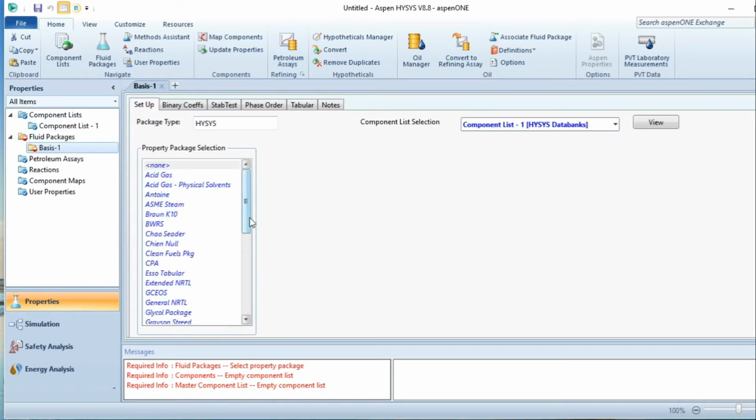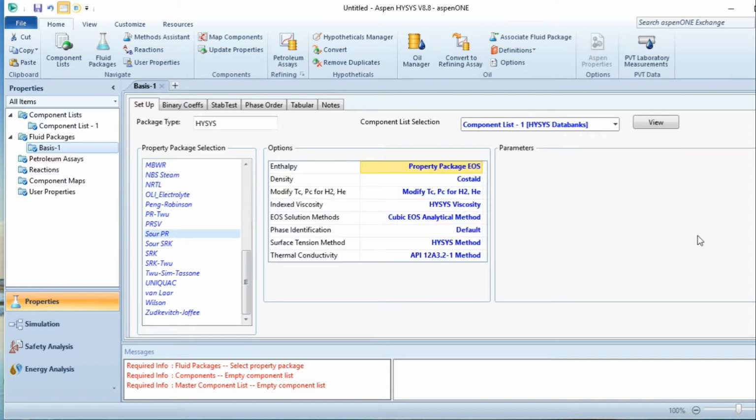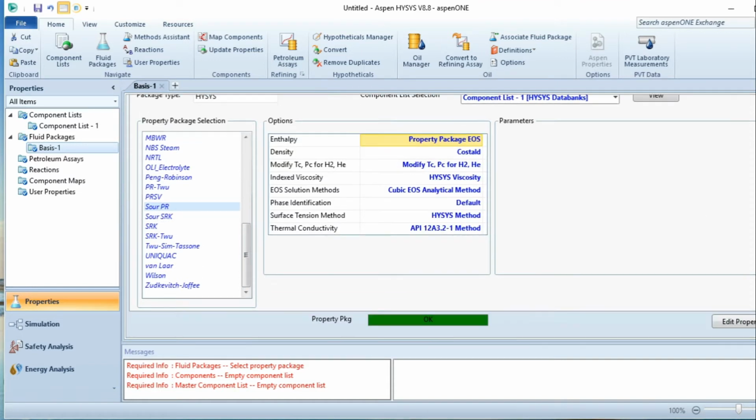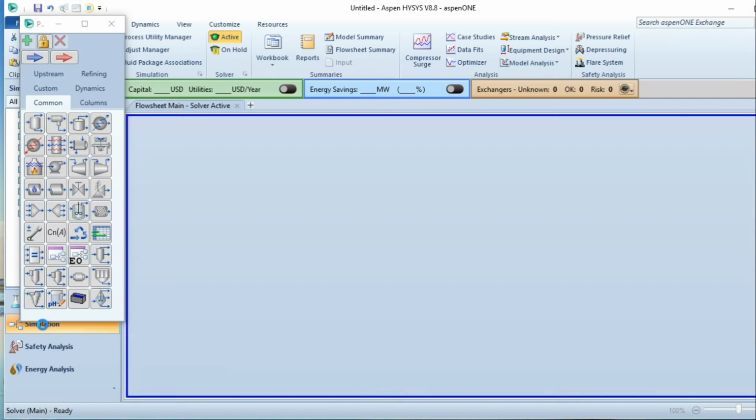Let's scroll down. This is it. A green color will be shown at the bottom of the interface, identifying that a certain equation of state has been selected at a fixed condition. So let's proceed to the simulation.